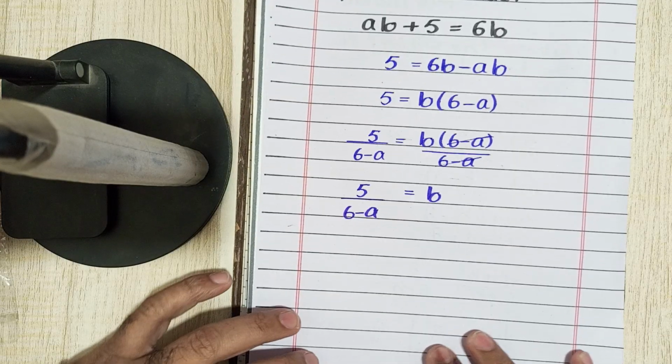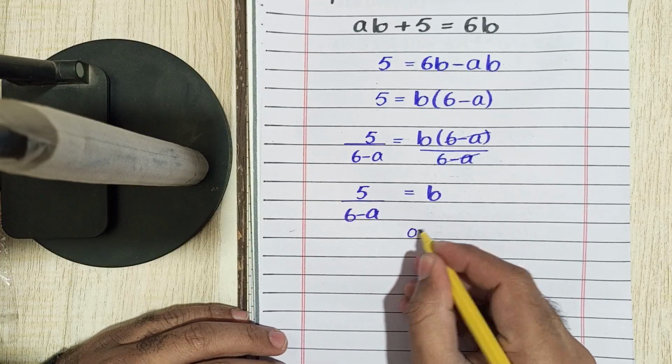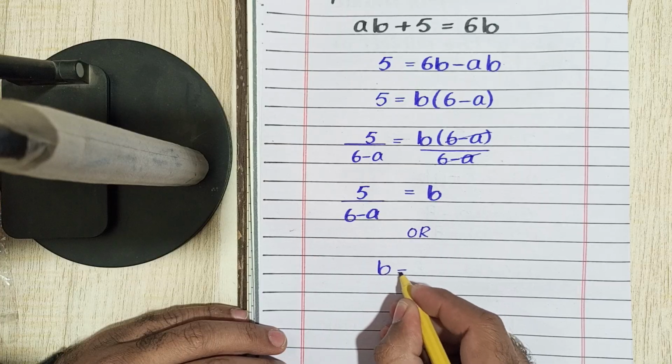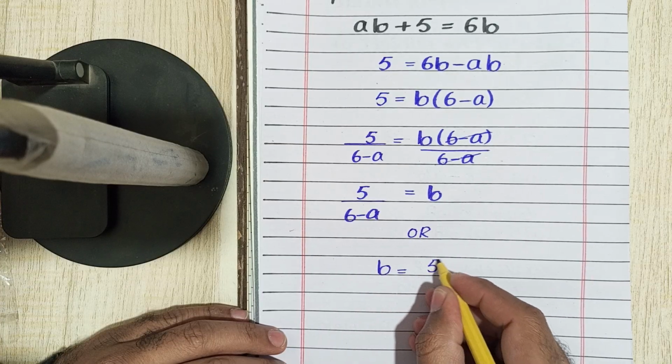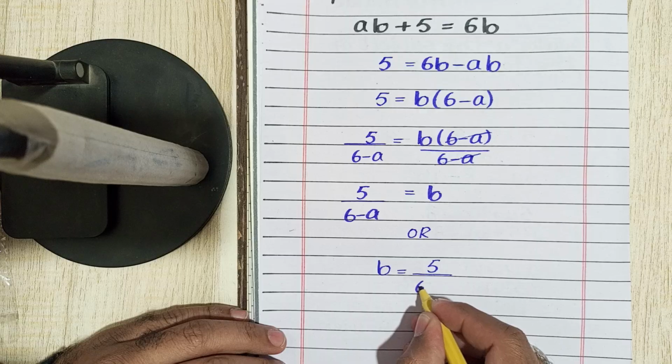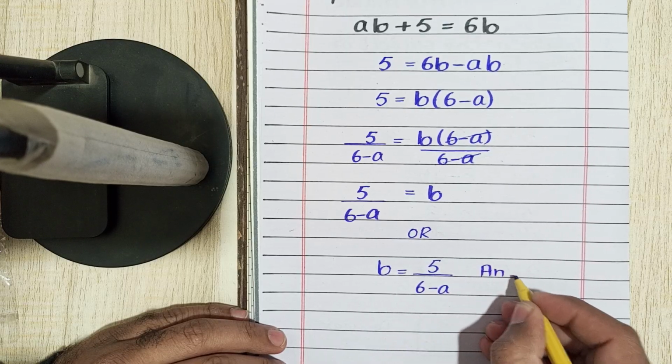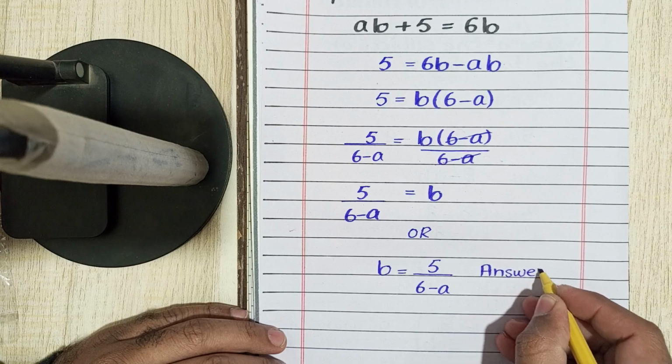So this is our final answer. We write B equal to 5 over 6 minus A. So I hope you got it.